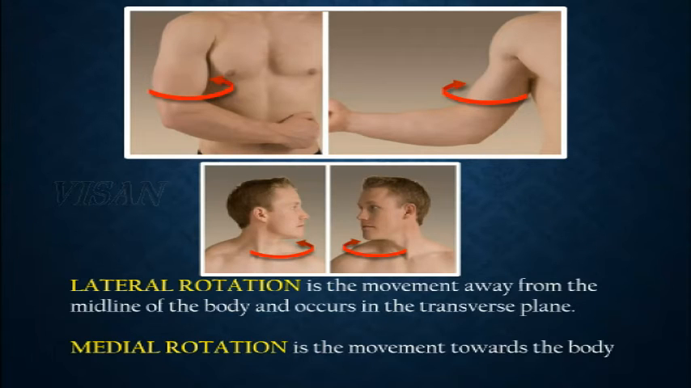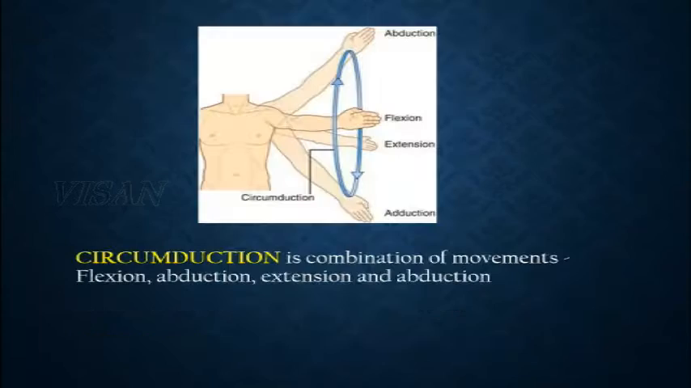In the upper limb as well as in the neck, we are able to turn the head to the sides, right side as well as left side, and we can move the upper limb to the lateral side and bring it towards the body. So this we call mainly rotation. Here we have two types, lateral rotation and medial rotation. Lateral rotation is the movement which happens away from the midline of the body and occurs in the transverse plane. Whereas medial rotation is the movement which happens towards the body and also occurs in the transverse plane.